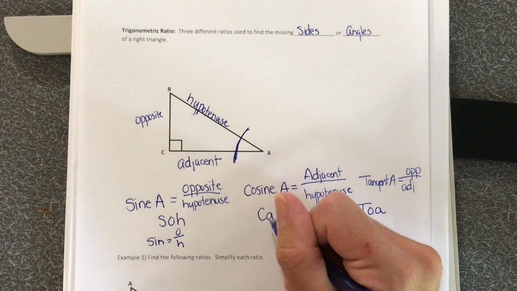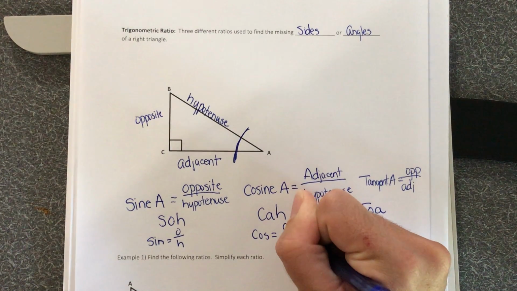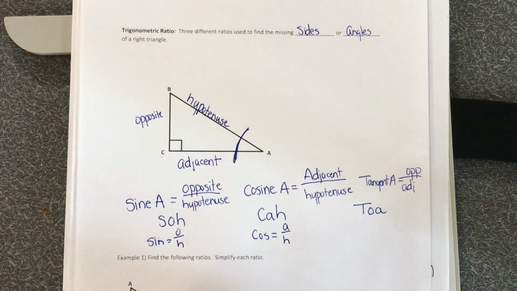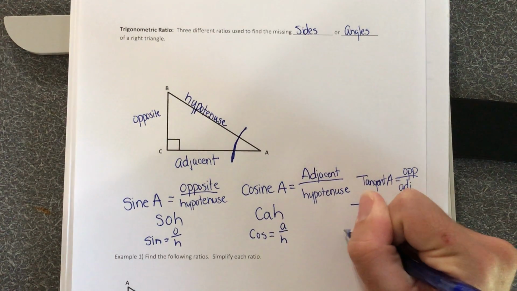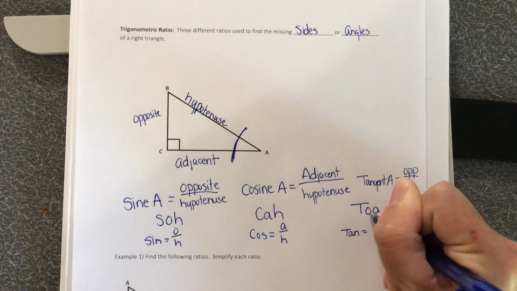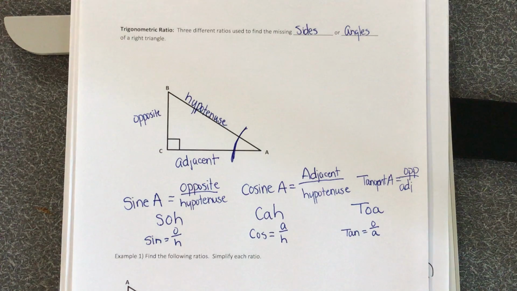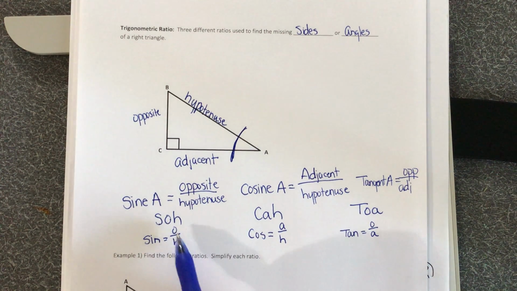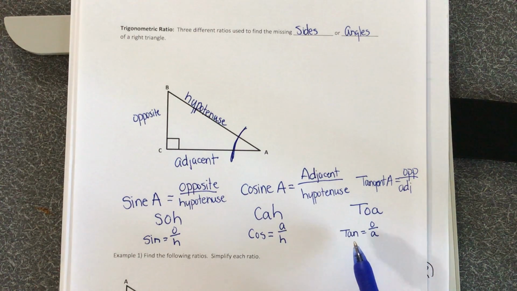CAH, so the C stands for cosine. The A is for adjacent, and the H is for hypotenuse. And then tangent, so TOA, T is for tangent, O is for opposite, and A is for adjacent. We get in the habit of even calling it SOHCAHTOA because we use it that way so much. But SOH, sine, opposite over hypotenuse. CAH, cosine is adjacent over hypotenuse. TOA, tangent is opposite over adjacent.